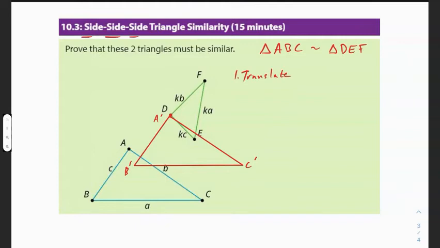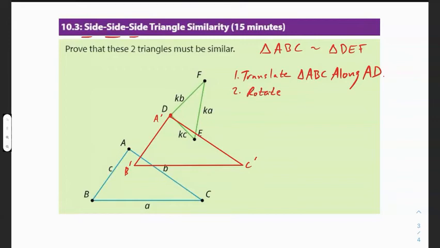Right, we're going to have to translate triangle ABC along A to D, right? Step 2, we're going to have to rotate.